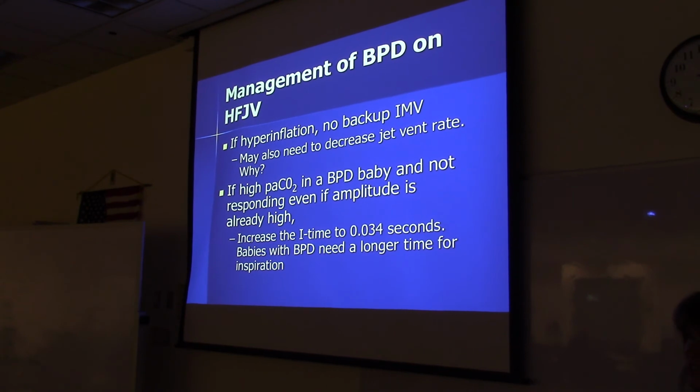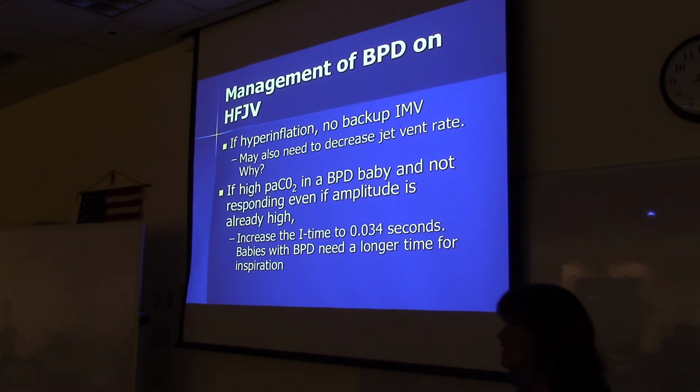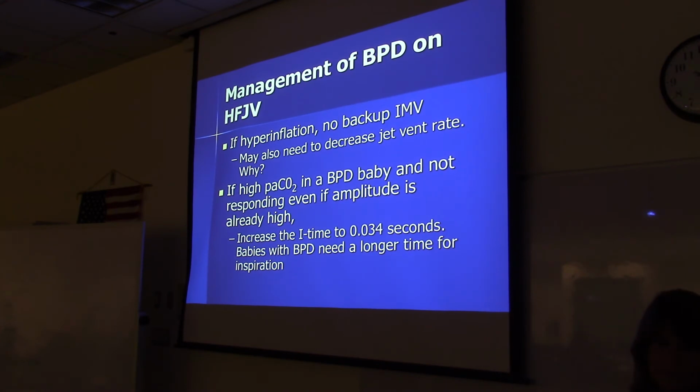If their chest x-ray shows hyperinflation, which could happen because their lungs become just like COPD lungs, where there's a lot of air trapping in their lungs. So if they have a lot of air trapping, there isn't going to be a backup rate from conventional ventilation when you put this baby on the jet vent.